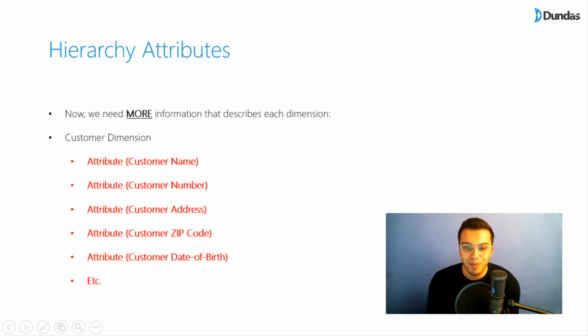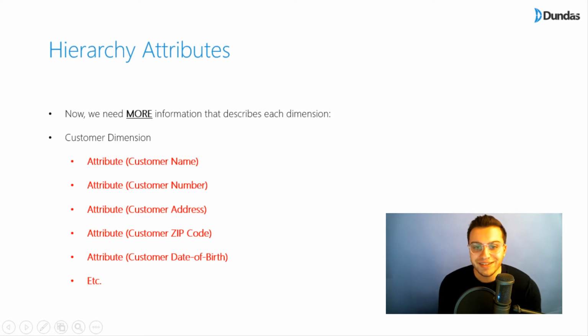In addition to the dimensions that we need to explain the transaction cost, we'll also need information that describes each dimension. Now, this is where attributes come into play. So if, for example, we take a look at our customer dimension, some of the attributes that we may be interested in would include customer name, customer address, customer zip code, customer date of birth, so on and so forth.